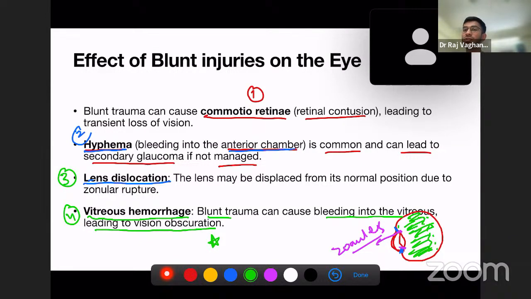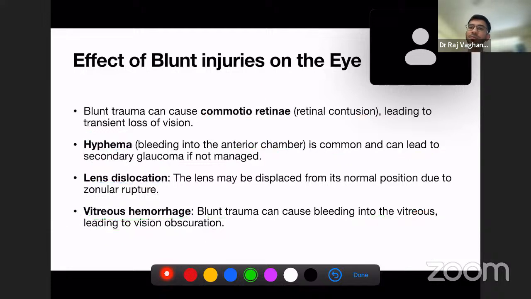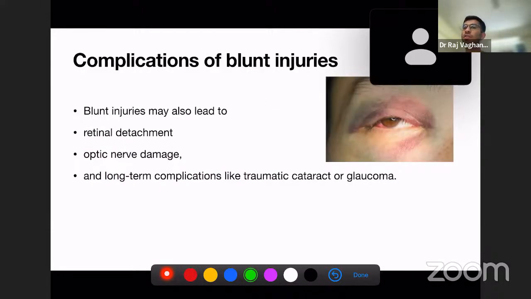So the examiner just wants to know what you have studied and what you have remembered. He only wants to know that much. So just try to present it in such a way that it looks very attractive to the examiner. Now, complications of blunt injuries.